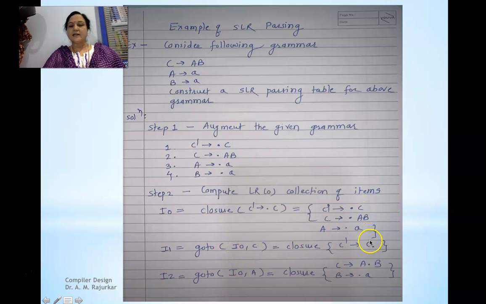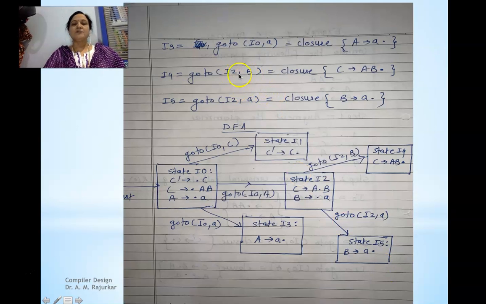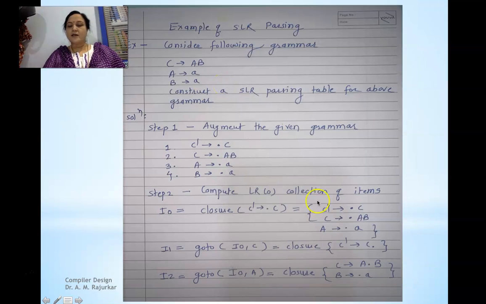Now from I1, can I get any state? No, after the dot nothing is there, so I cannot go further in drawing the DFA. Now check I2. In I2, yes, C tends to A dot B is the production. Means we can have a next transition on B by shifting the dot. So from I2, I can get a new state, that is I4. I4 is equal to goto(I2, B), that is closure of C tends to AB dot. Now after the dot nothing is there, so I cannot further compute productions in the closure. Now from I2 we had got one production because after the dot there is B.